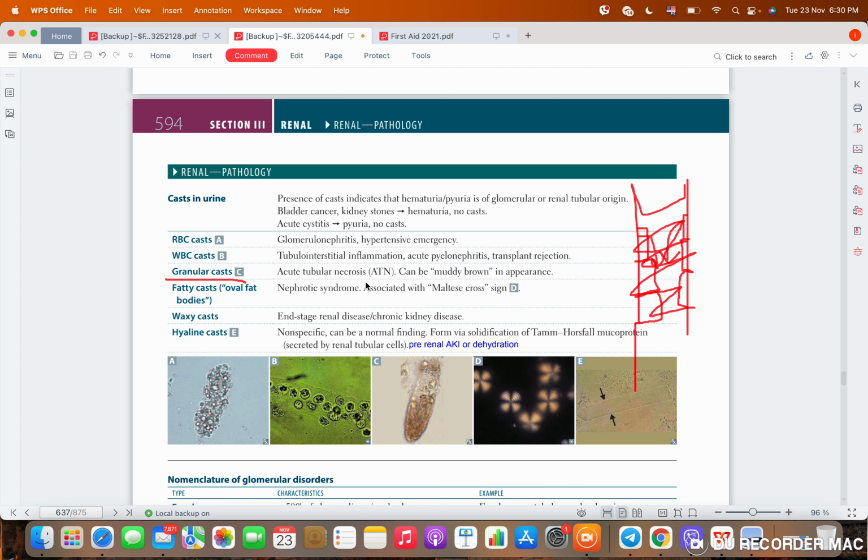Since it's necrosis, in case of necrosis, we have a loss of the nucleus, okay? And when we lose the nucleus, the process of necrosis is continuing, which will fill up all of the PCT. And when the PCT is filling, we have formation of what? A granular cast, which does not have any nuclei inside of it, okay? So it can be muddy brown in appearance, as you can see here.